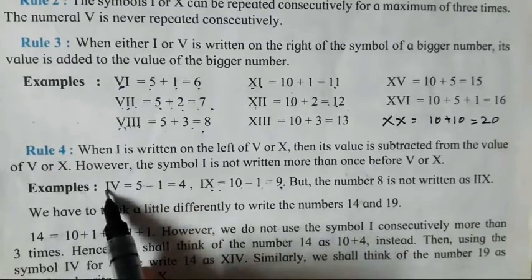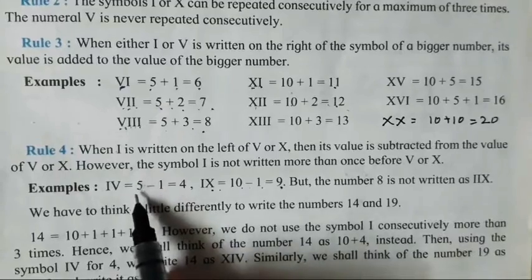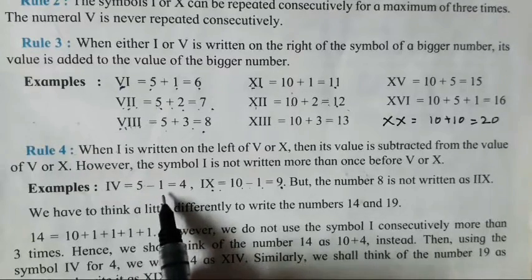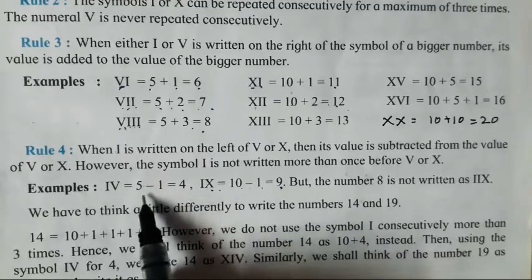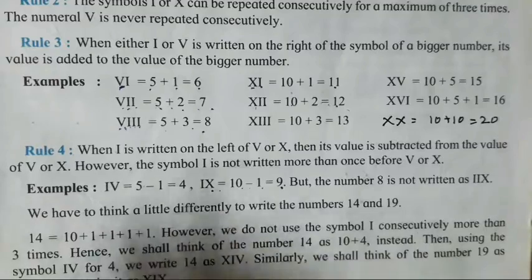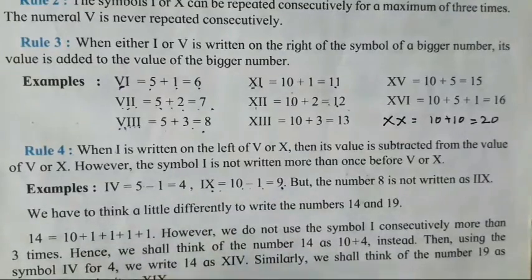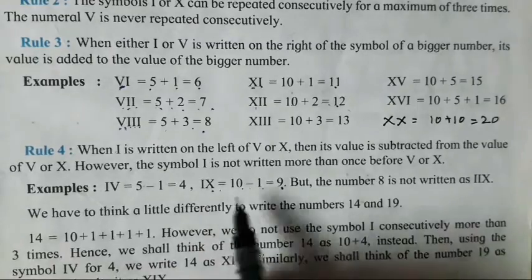So I and V means 5 minus 1. Now over here you are not supposed to write 1 first and then 5, or the number will come out negative. Suppose you write 1 minus 5, it will be minus 4. We don't need the answer in negative, we need a positive answer. Therefore bigger number first and then the smaller one.